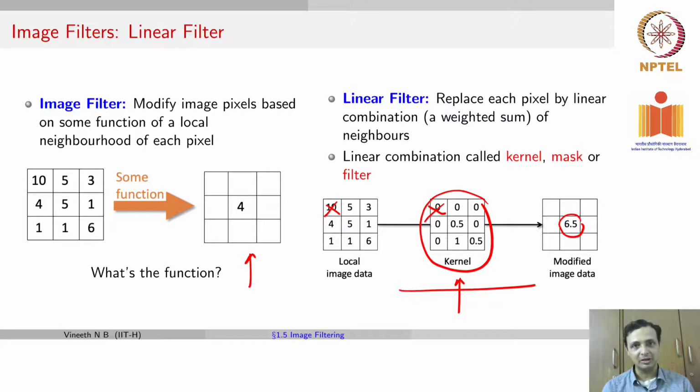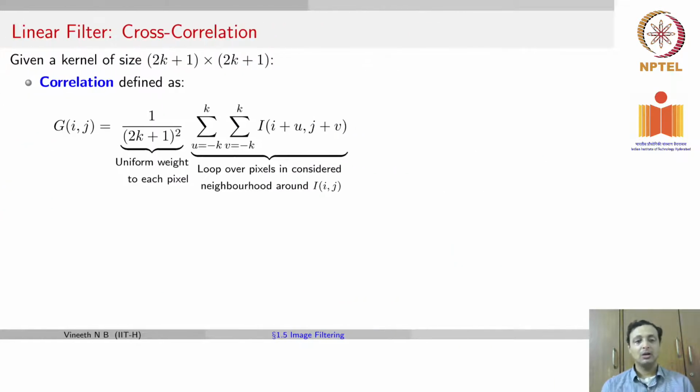Why is it called a linear filter? Because the output is a linear combination of the local neighborhood as defined by the combination in the kernel. Let's formally define this now.